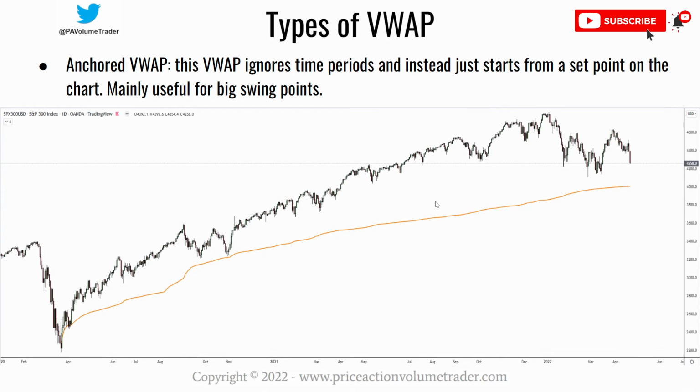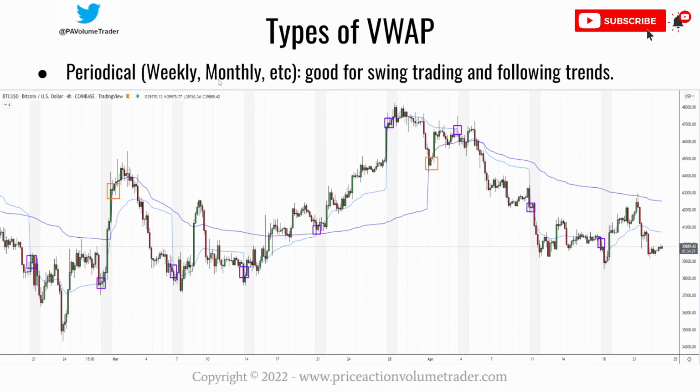And then we have periodical VWAPs. So this is just VWAPs that you can set at specific points to start every week, month, quarter, year, etc. Good for swing trading and also for following trends. So you can see in this image, this is a Bitcoin 4-hour chart. All the purple squares are basically the start of a new week. And the light blue line here is a weekly VWAP that you can see just resets itself every Monday.